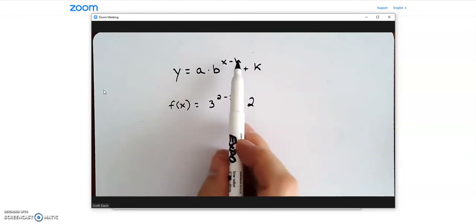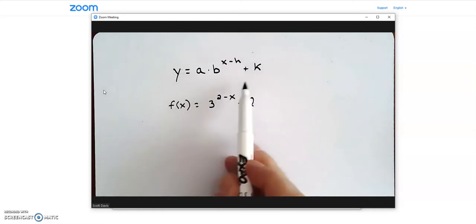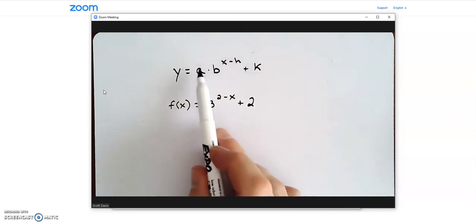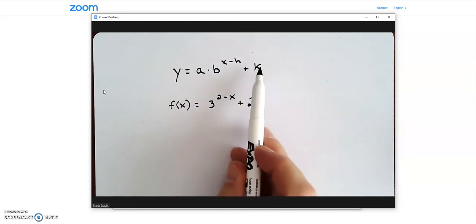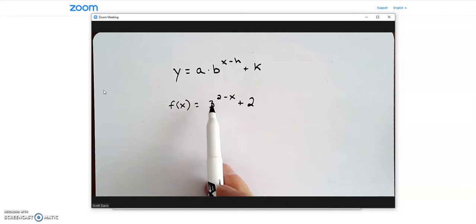This is going to be your left and right shift, your horizontal effect on the graph. Anything on the outside is going to be a vertical effect. So this is going to be a vertical stretch, and this is going to be a vertical shift. So this is what we got. We should have exponential growth because of the 3.